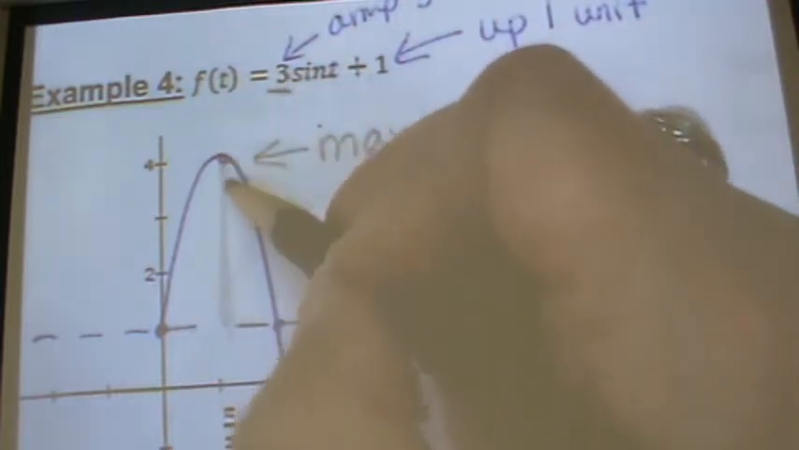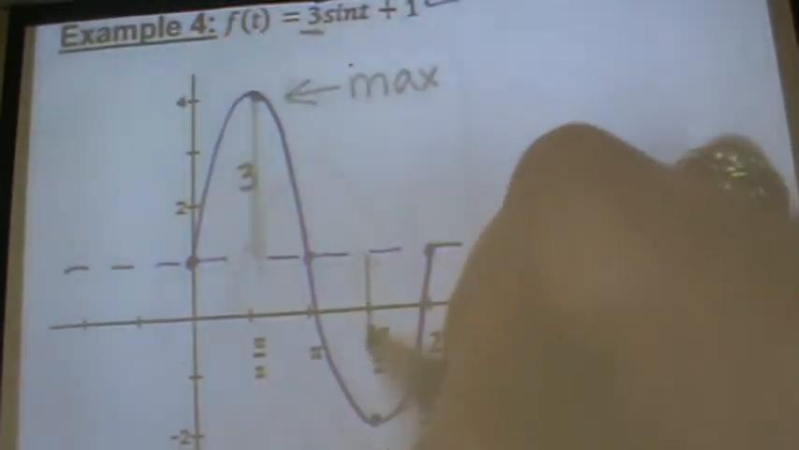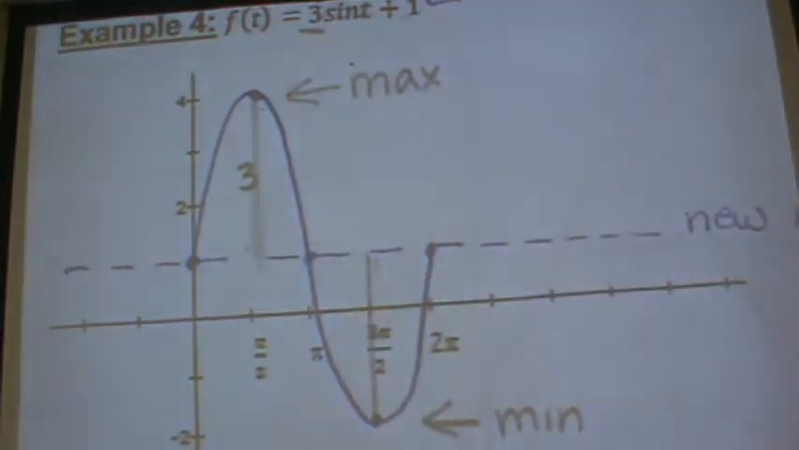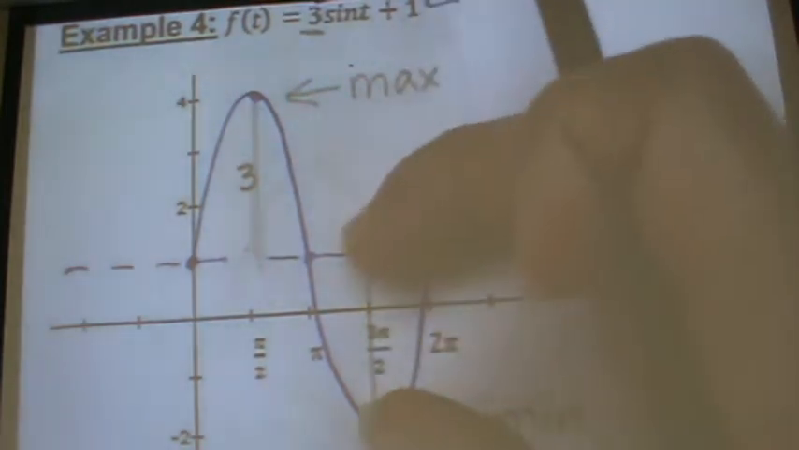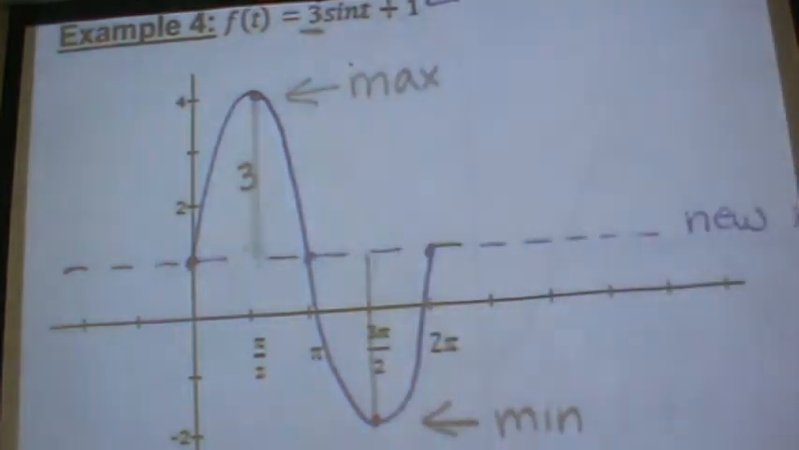Your amplitude is how high off the x-axis. How high is this hill gonna go? It's 3 units. That's your amplitude, 3. From here to here is 3 units high. Does everyone understand that? You're gonna go 3 up and 3 down.